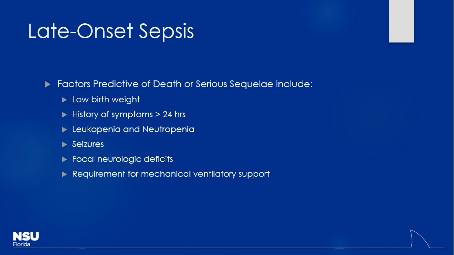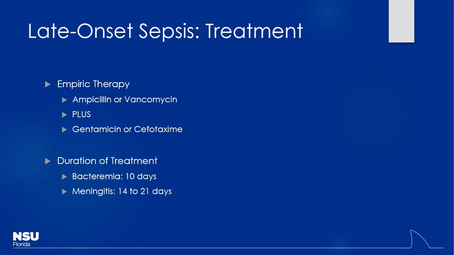For late onset sepsis, some of the things that may be predictive of more serious issues include things like, if they're low birth weight when they came out, they've had any sort of seizures and any kind of other focal findings associated with this, especially if they have to get intubated. Usually they end up doing a lot worse than kids that don't. And for their empiric therapy, we're going to widen out our coverage quite a bit. So instead of just using ampicillin and gentamicin, we're going to be focusing on much more broad spectrum coverage.